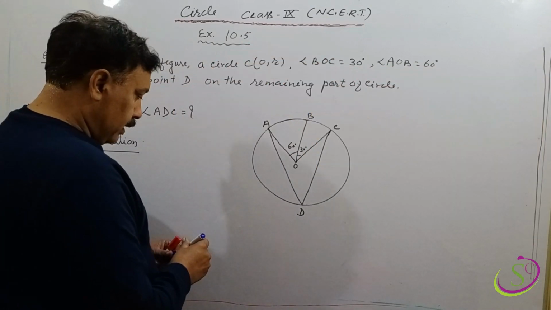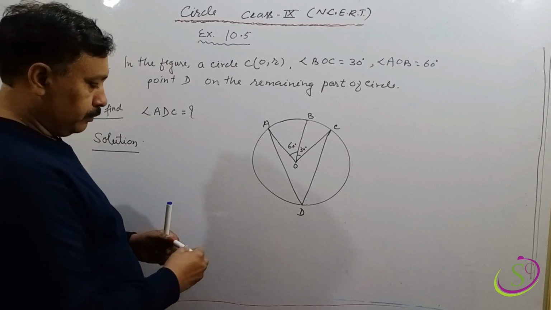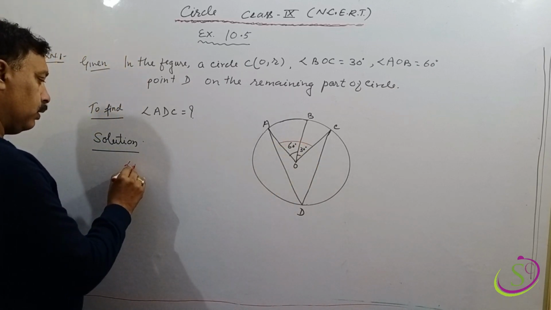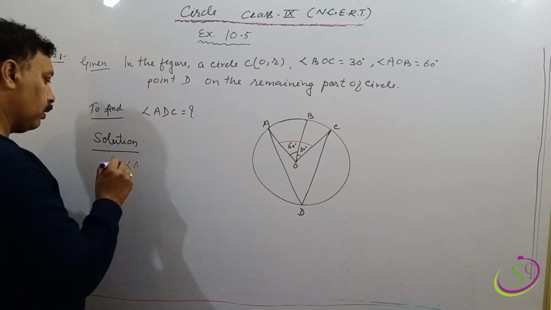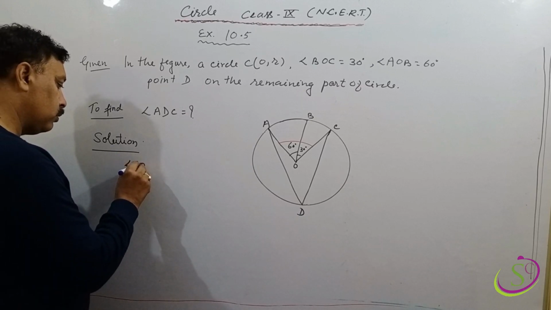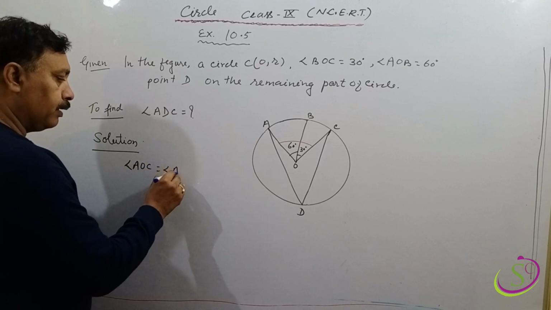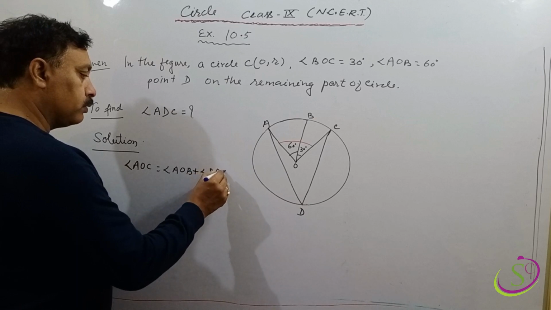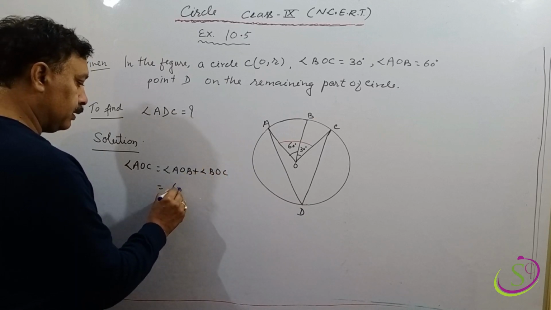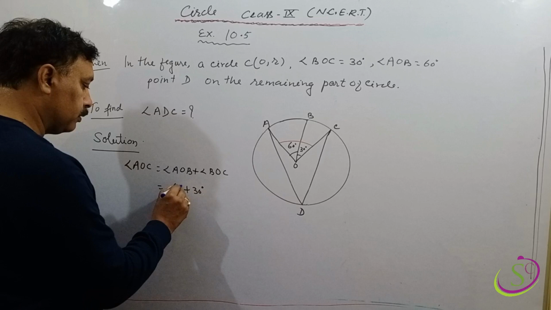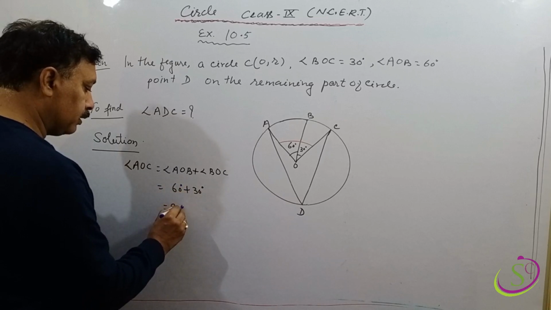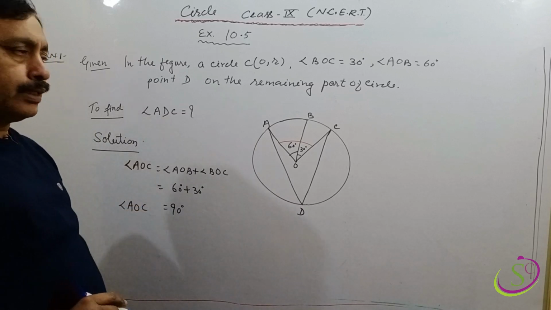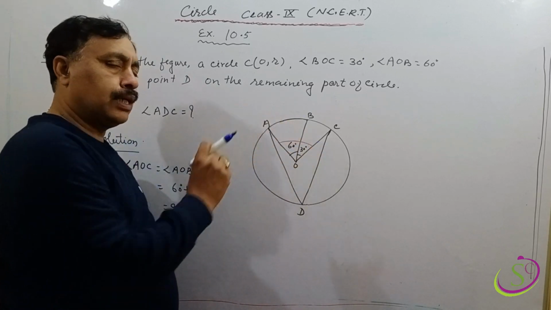First of all we will find the angle AOC, means this whole angle. So angle AOC equals angle AOB plus angle BOC, that is 60 plus 30, means 90 degrees. Angle AOC is 90 degrees, means this whole angle is 90 degrees.